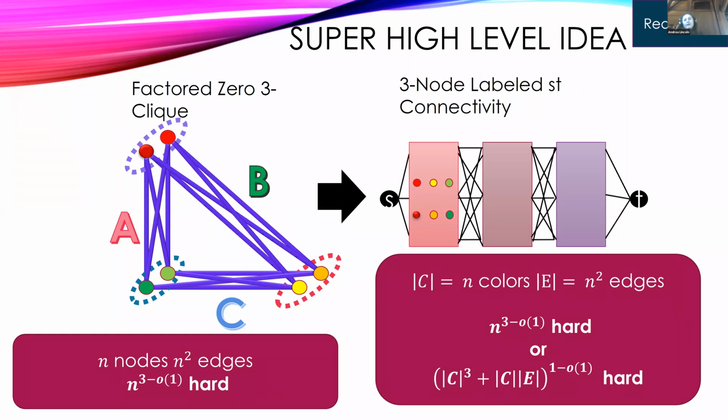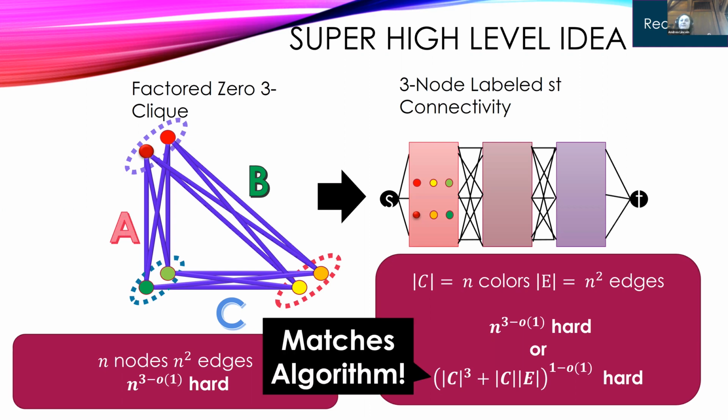And we can rewrite this n cubed as, for example, c cubed plus c times e, right? So we can say that if you can solve this problem significantly faster than c cubed plus c times e, then you're violating the factored 0-3 clique hypothesis. Great, so this matches our algorithm. We get this tight lower bound.